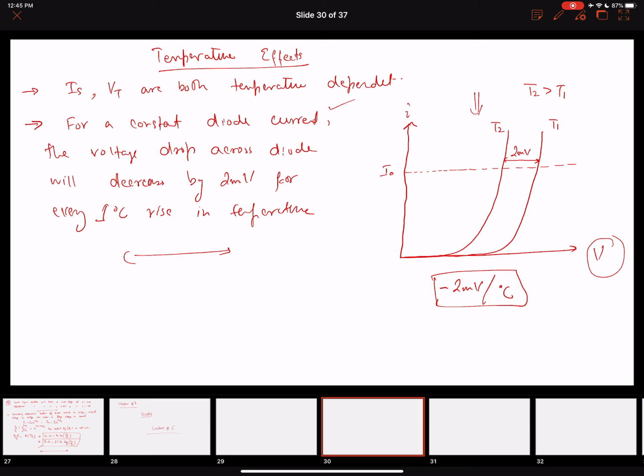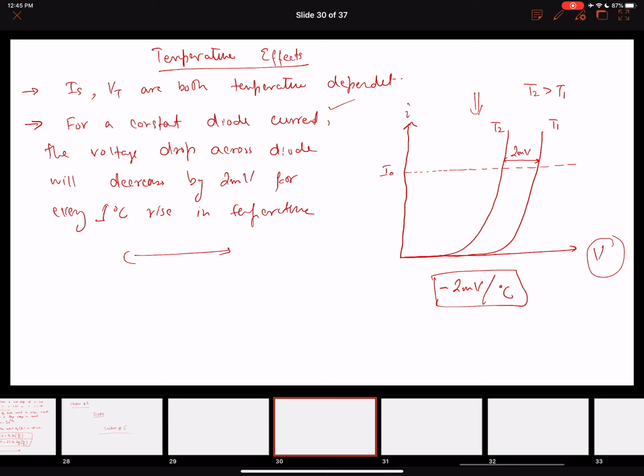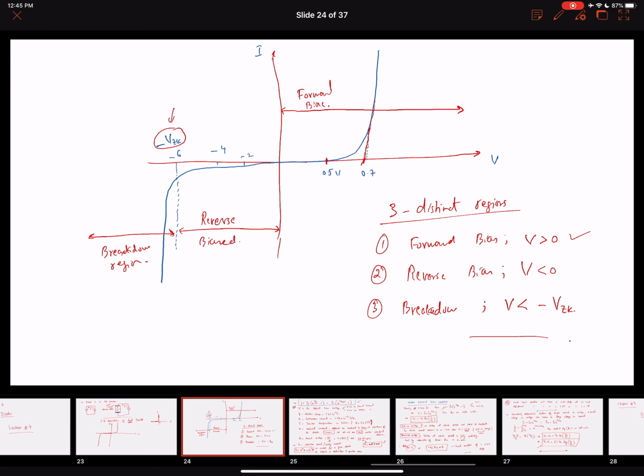Okay, now we are going to talk about the reverse bias condition. Up till now we have talked about the forward bias condition. Now we will see what happens to the diode in the reverse bias condition, right?